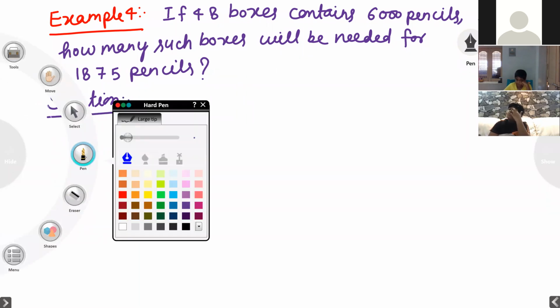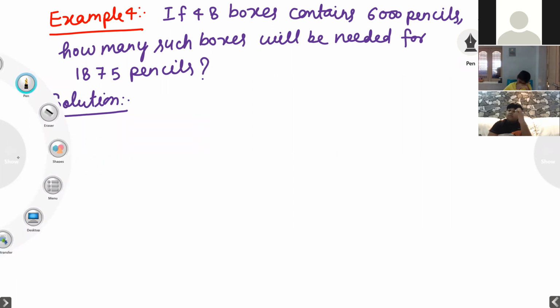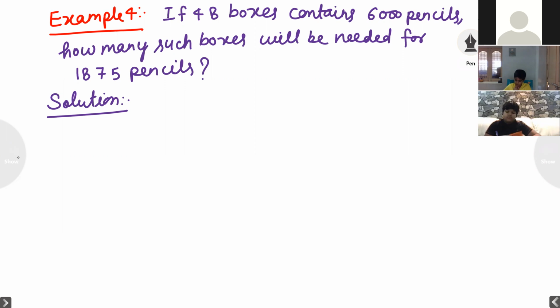Very interesting question. The question is given: if 48 boxes contain 6,000 pencils, it means 6,000 pencils are contained in 48 boxes. I want to find out how many boxes one pencil is contained in. After that, how many boxes do 1,875 pencils need? The complete question is reverse, students. Note down.